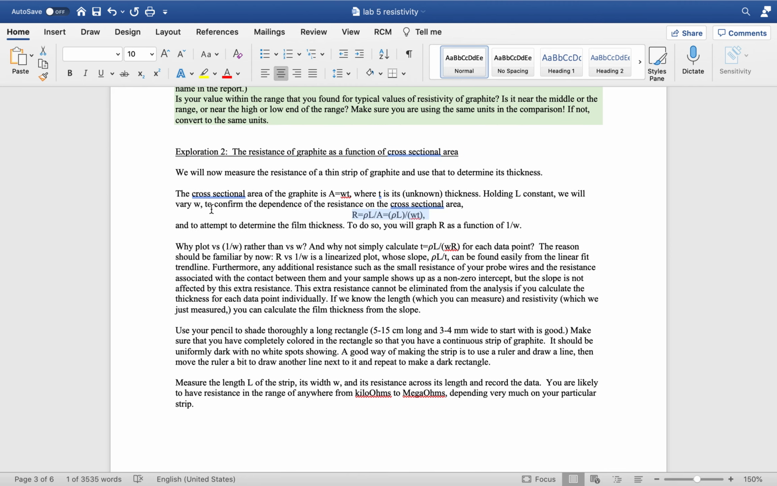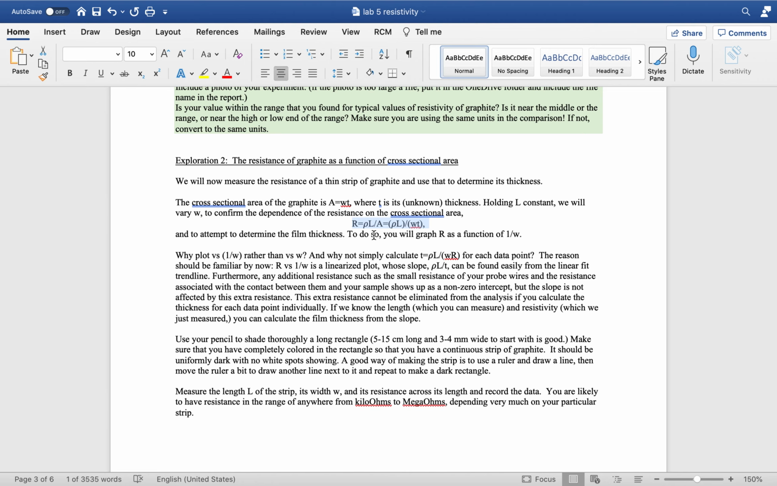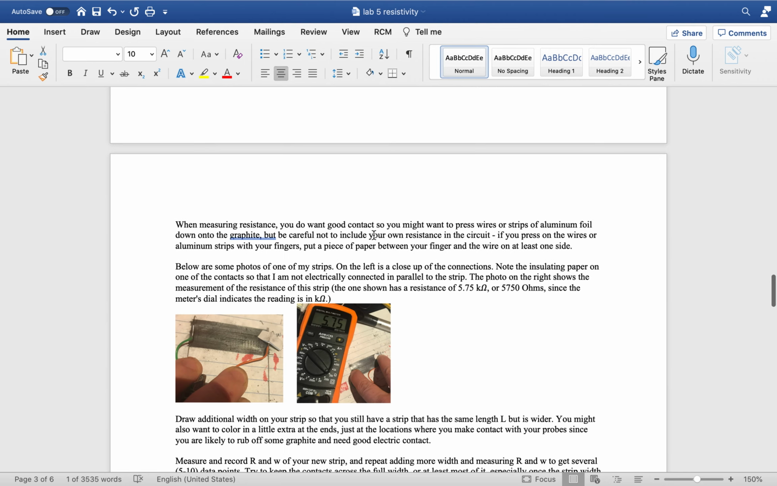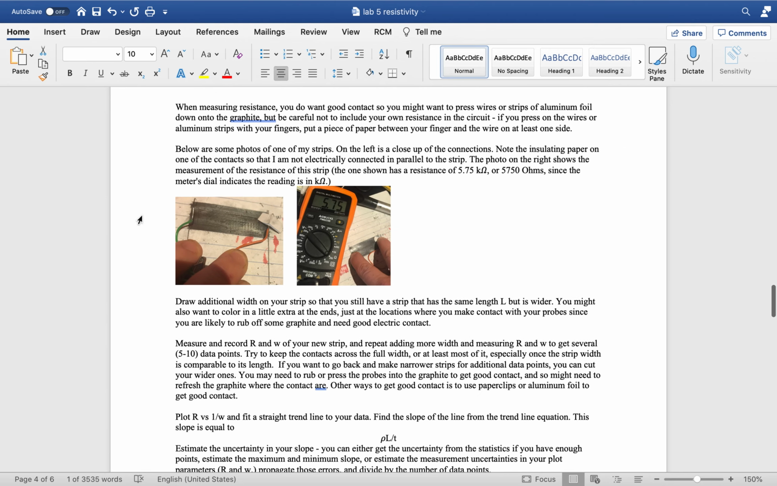Here, this equation R equals rho L by A, you know this equation, right? Rho and L are the same, and A is W times T, where W is the width and T is the thickness. What they are trying to do here is make a graphite sheet basically. I think there is a picture here, like this. This is something students are going to make, putting graphite on the paper.